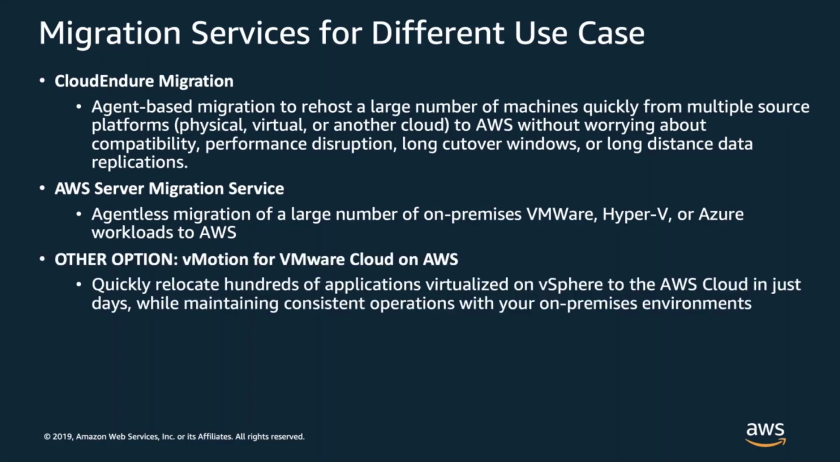Now, there are a few other options available. If you are using a VMware infrastructure and you want to relocate your VMs while maintaining consistent operations, you have an option of using vMotion for VMware Cloud on AWS. So that is an option that many of our customers, VMware customers, use as well.